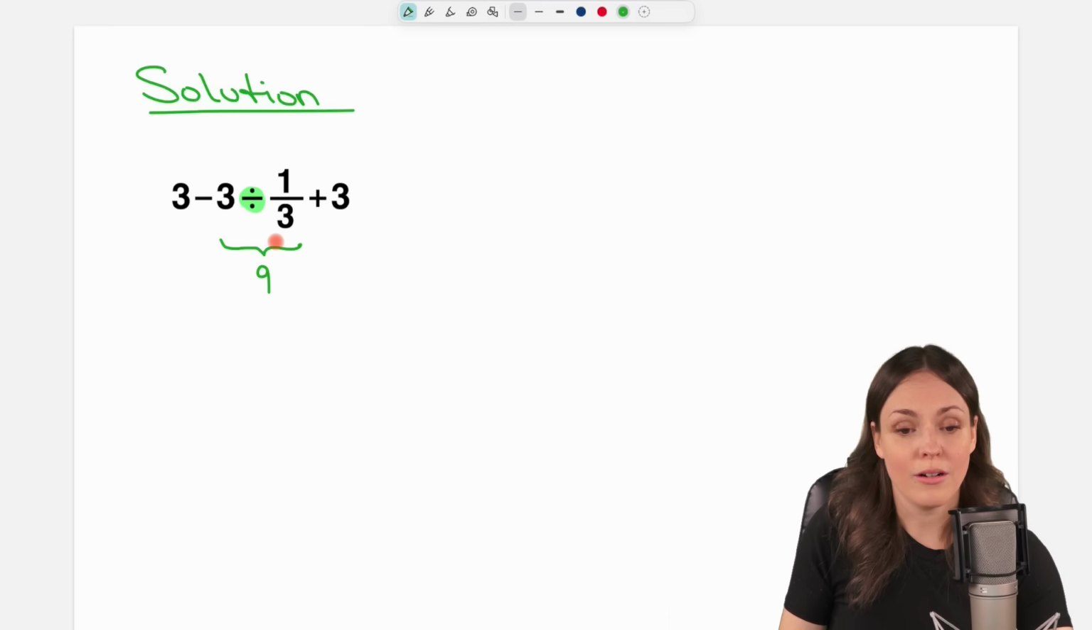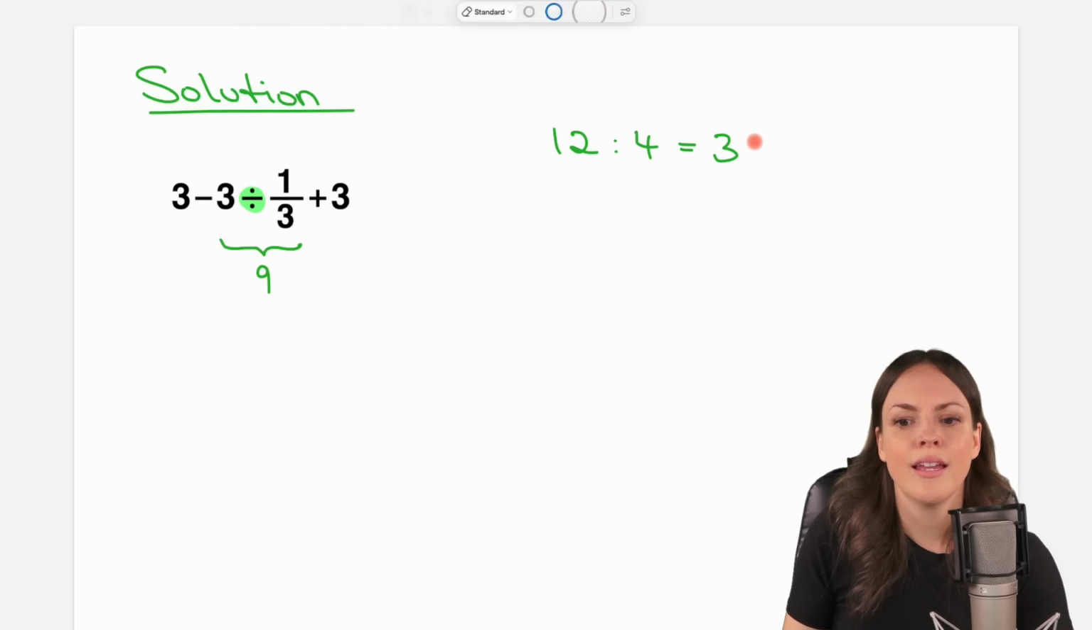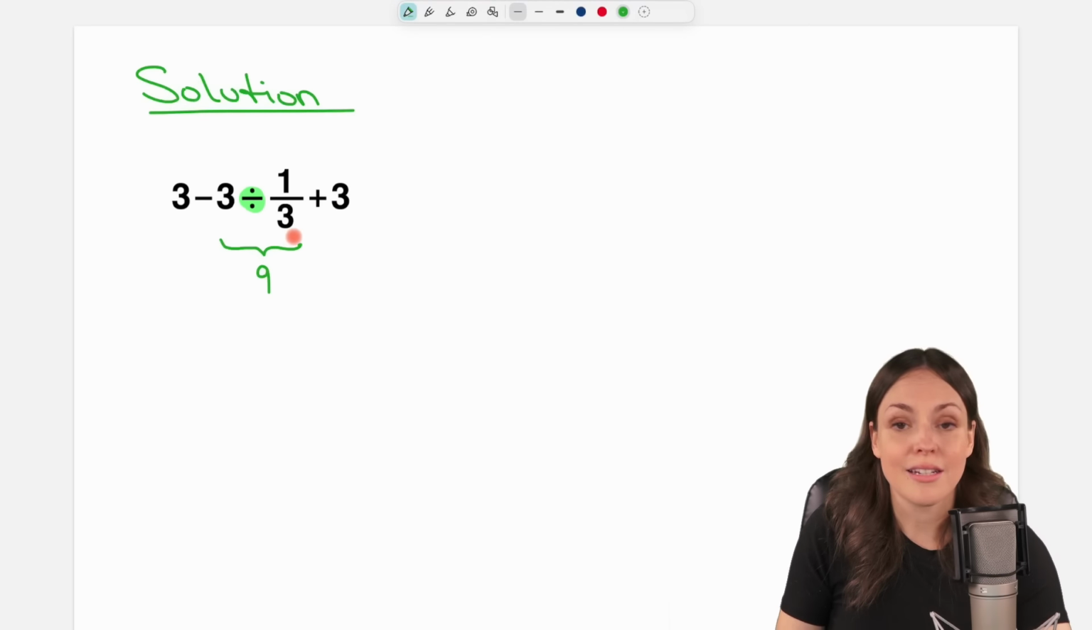Why? Because some people are like, what? 9 as a result of 3 divided by 1/3? How? Well, you can think back to when you started to learn how to divide in primary school. When you had something like 12 divided by 4, you ask yourself, how often does the 4 fit into the 12? And you were like, this is 3 times. So the 4 fits into the 12 3 times. And with the 1/3, we ask ourselves the same thing. How often does the 1/3 fit into the 3?